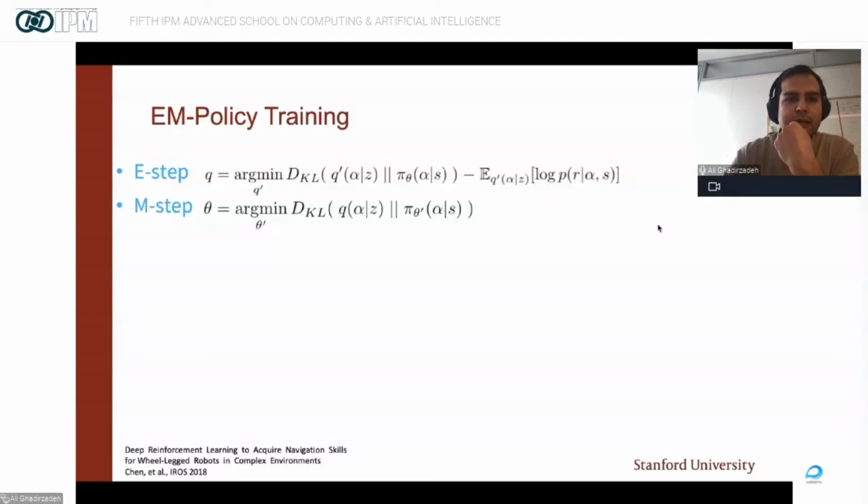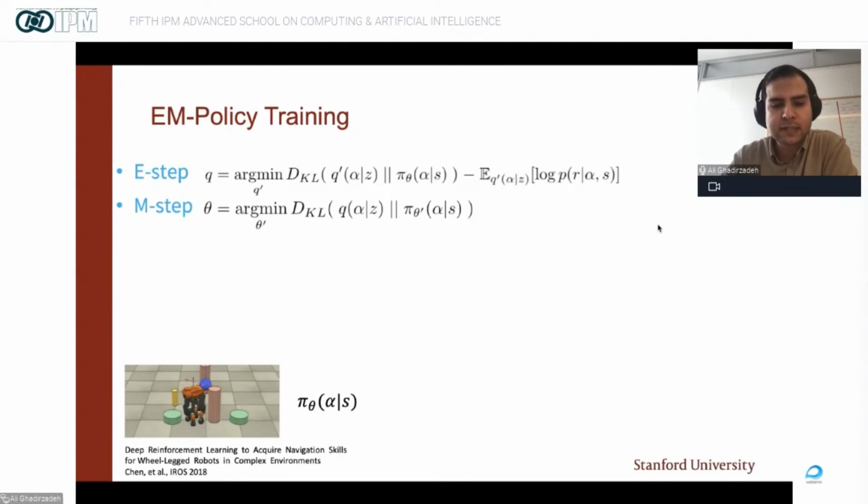Okay, now that I have talked about the EM policy training, I want to very briefly talk about another research that came out of this formulation, and that's about multitask learning. Our goal in this particular problem is to learn a policy that would be able to navigate through such a complicated environment.